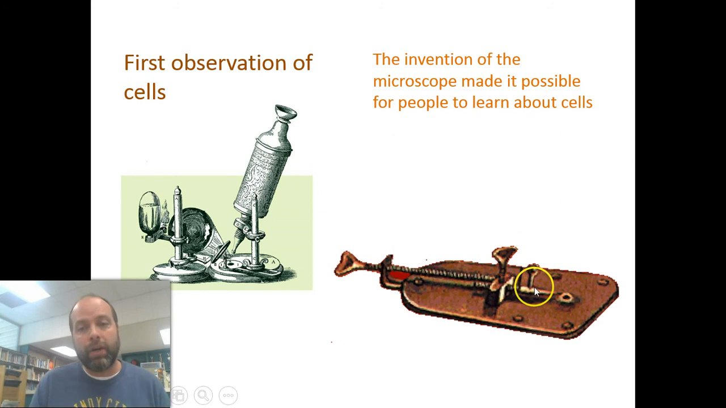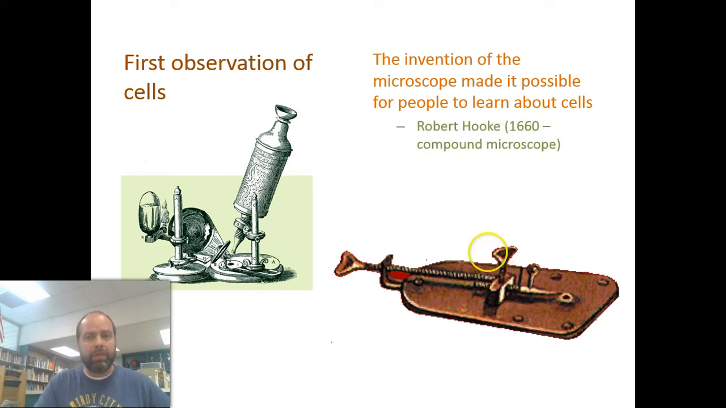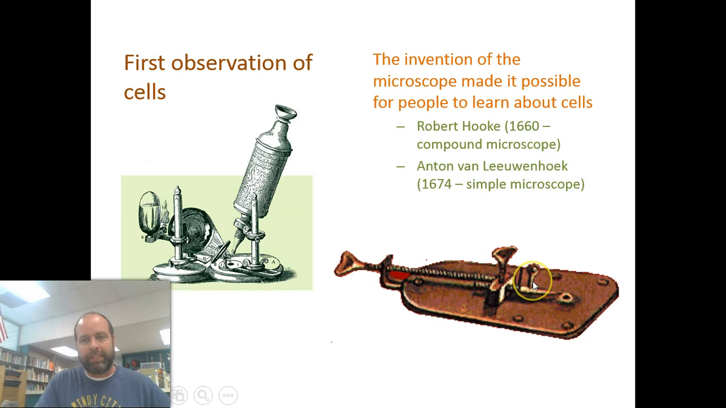Leeuwenhoek used a microscope that looked like this. They put the specimen at the tip right here, and looked through this hole at the specimen. And Leeuwenhoek looked at everything, from pond scum to teeth scrapings, blood, everything he could. During the 1600s, there was a great discovery of these cells. Robert Hooke used a compound microscope, and Leeuwenhoek, a simple microscope.